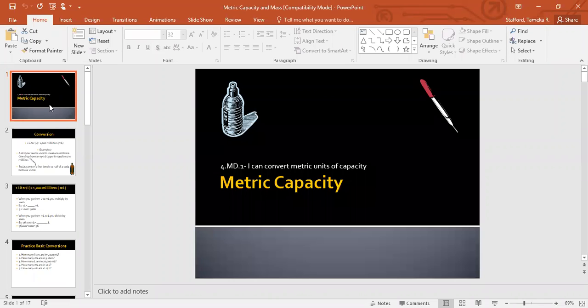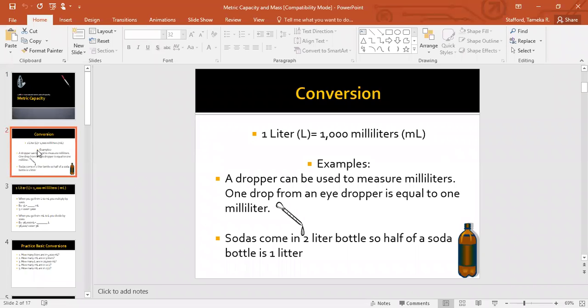Alrighty, so today we're going to talk about metric capacity. And we're also going to talk about metric weight as well. But let's first look at metric capacity. With metric capacity, you have two units. You have liters and you have milliliters. There are 1,000 milliliters in 1 liter.